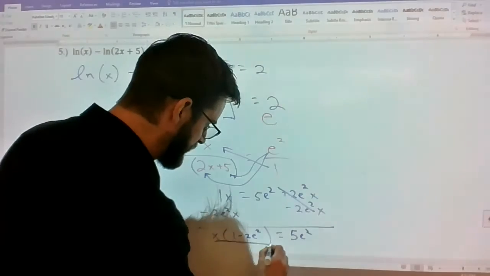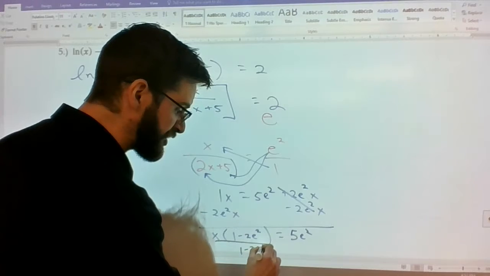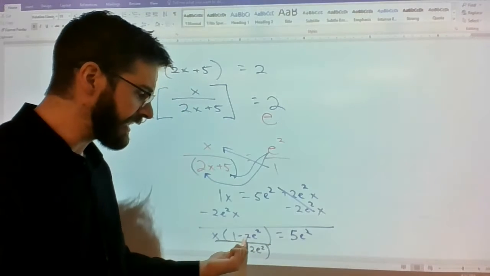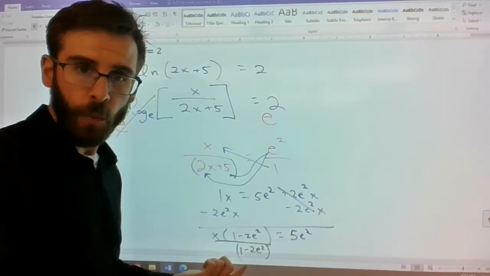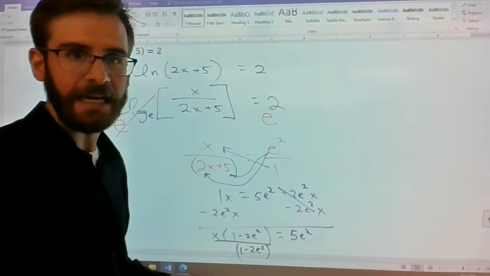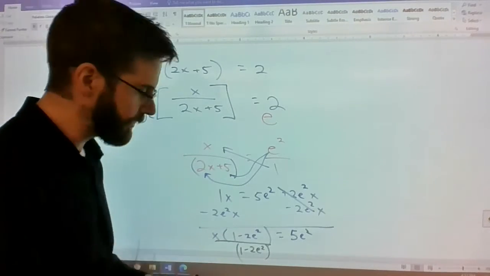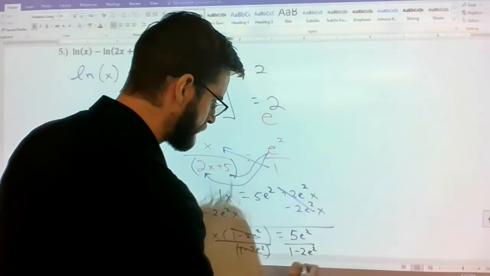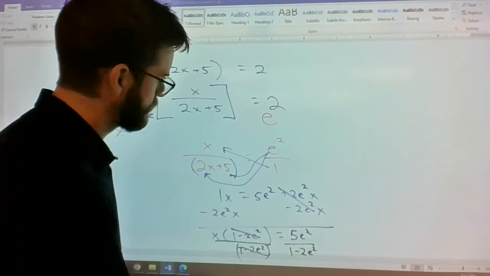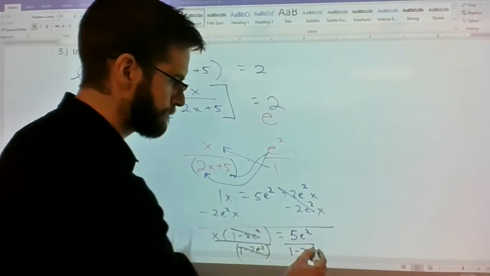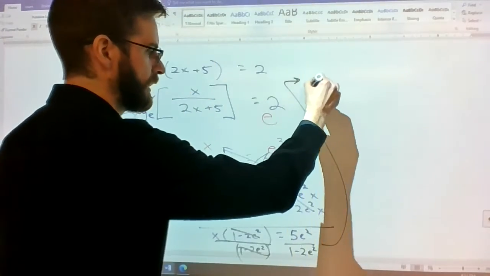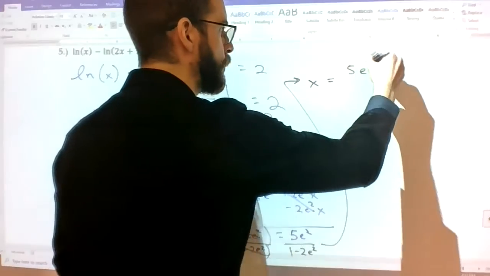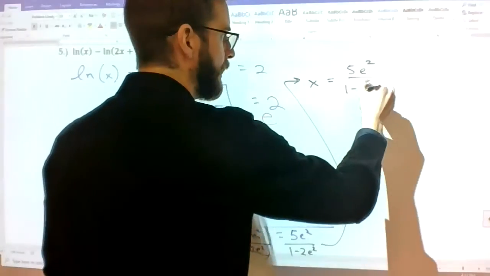To get x by itself, you divide out by the constant it's being multiplied by. This is technically a constant. It's 1 minus 2 times 2.718... That's a constant number. So I'm going to divide on the other side by that same thing. And this is what x equals: x equals 5e squared over 1 minus 2e squared.